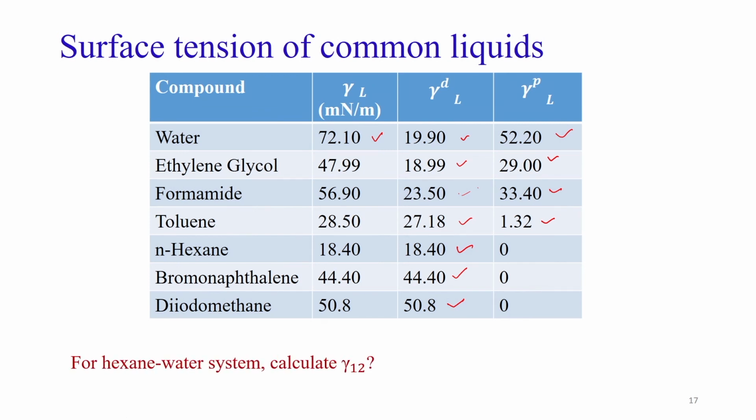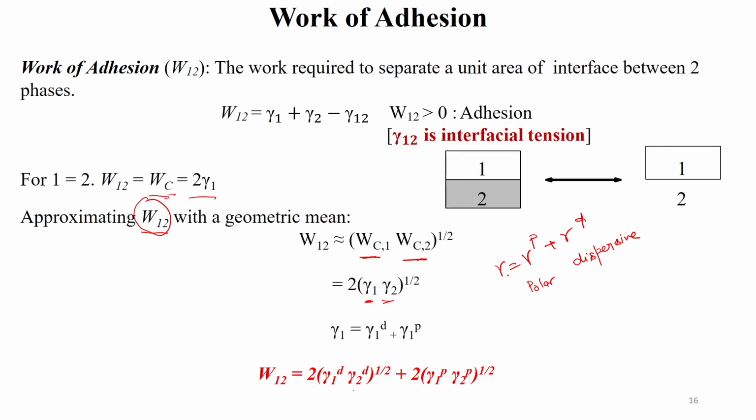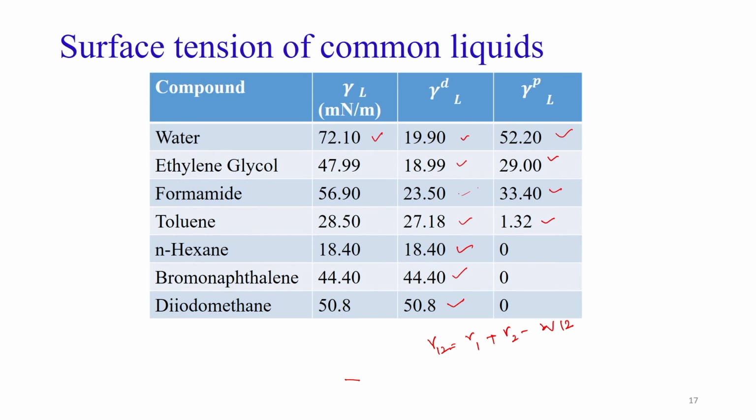Now, we will quickly see, let us say you have a hexane water system, hexane and water, and you want to calculate gamma 1 2. How will we calculate gamma 1 2? Gamma 1 2 will be gamma 1 plus gamma 2 minus W 1 2, and in the last slide we saw how to calculate this W 1 2. W 1 2 will be twice the interaction of the dispersive to the power half plus twice the interaction of the polar to the power half.